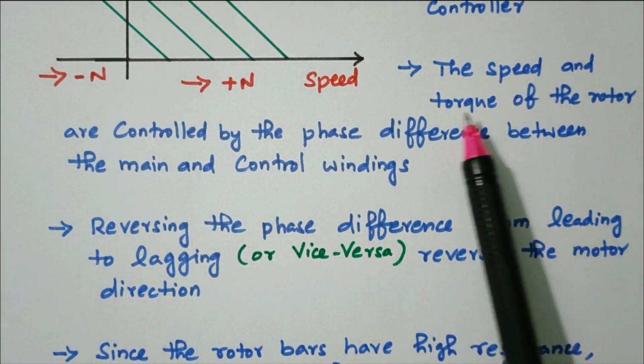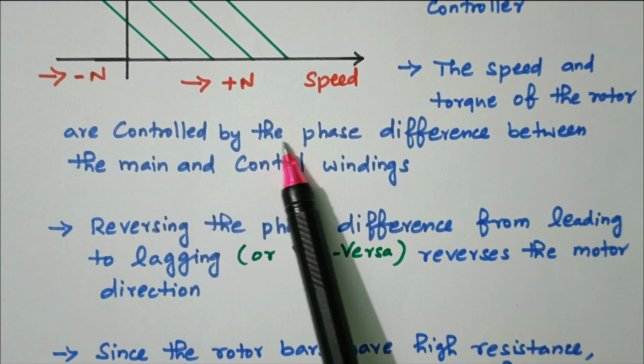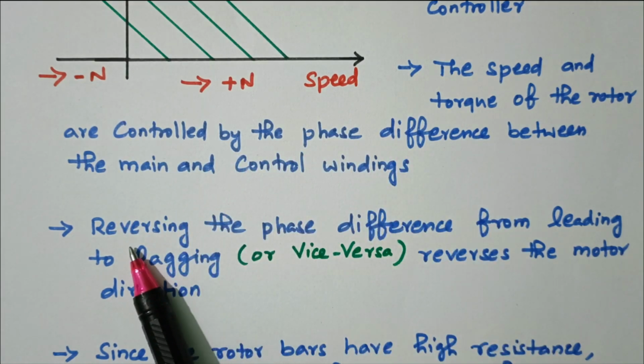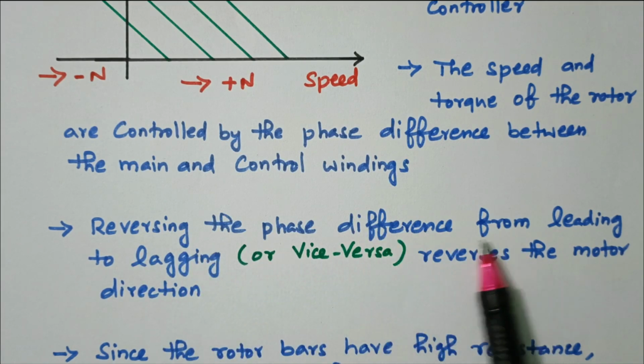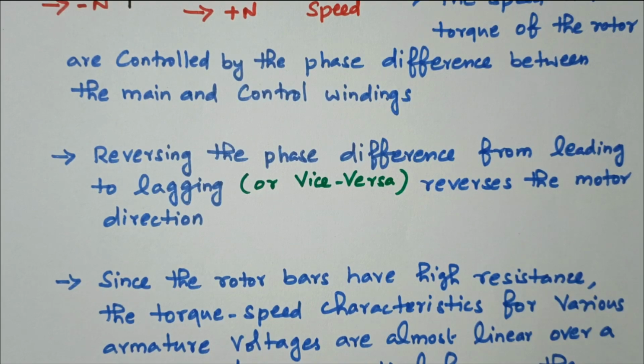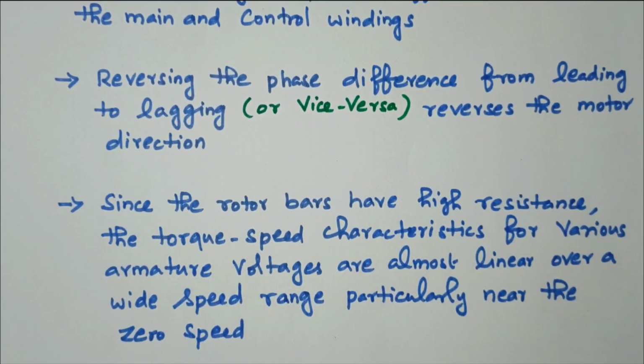The speed and torque of the rotor are controlled by the phase difference between the main and control winding. Reversing the phase difference between leading and lagging reverses the motor direction. That is plus 90 degrees, minus 90 degrees. From that we can reverse the direction of the motor. Now we'll see the other details.